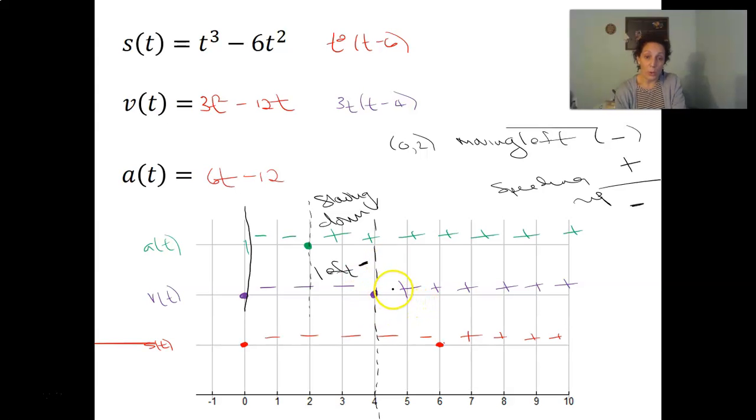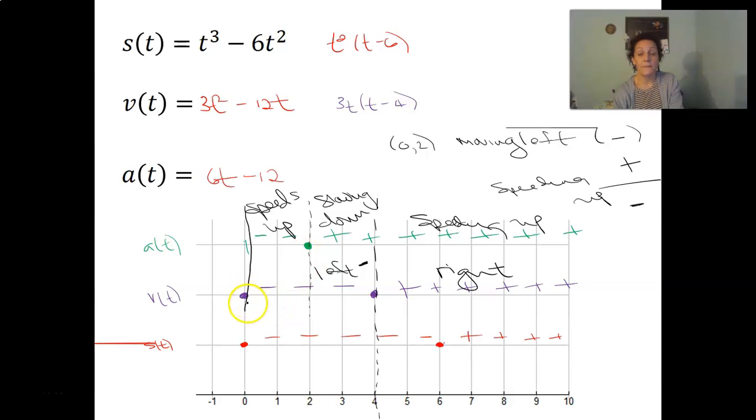Okay. Over here, I've got both things positive. So on the interval from 4 on out, I have a positive velocity, which means we're moving to the right, but I also have a positive acceleration, which means I must have 2 positives coming together. So it must be speeding up again over here. So I have an object that speeds up here, then slows down, and then speeds up again.